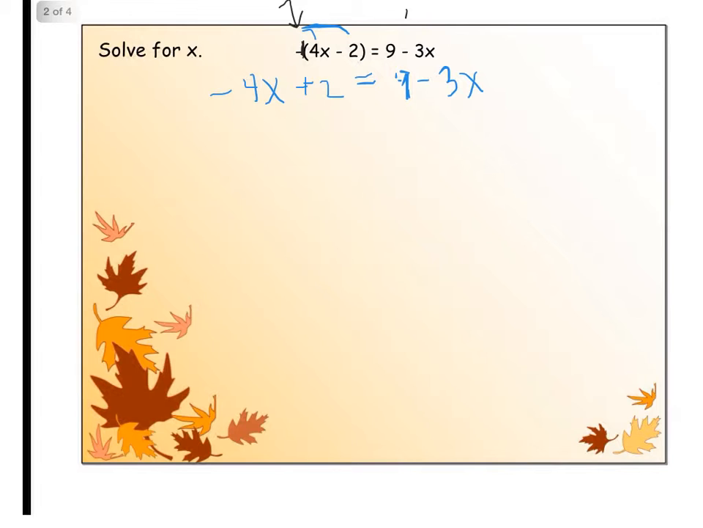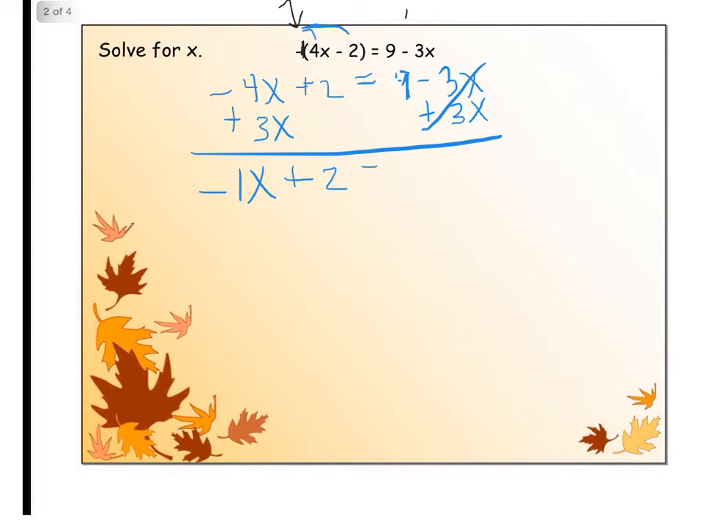Now I know I want to get x by itself, so I need to combine like terms here. So I'm going to start by moving the 3x. So I'm going to add 3x to both sides, and I'm adding because it's a negative. That cancels there. So negative 4x plus 3x is a negative 1x. I still have this plus 2 I'm going to bring down, and that's still equal to 9.